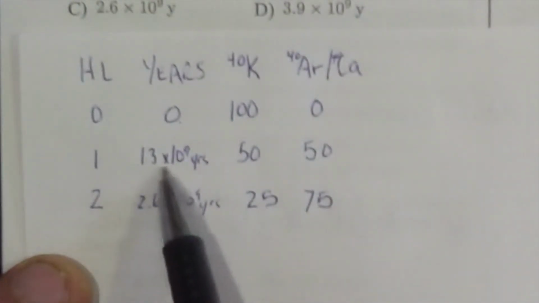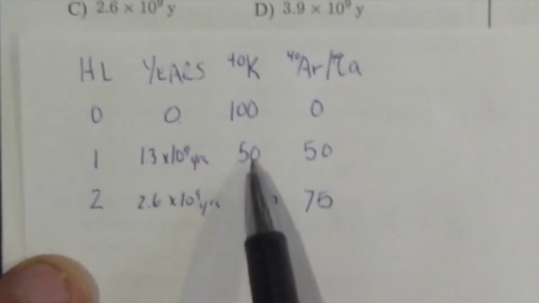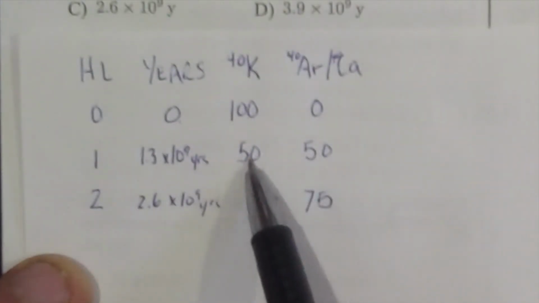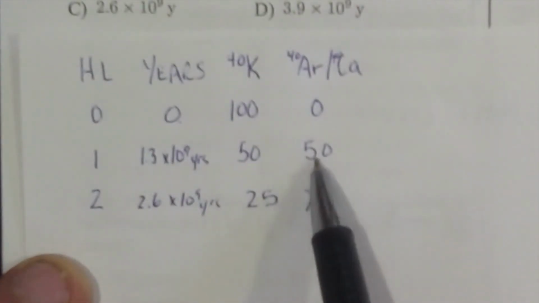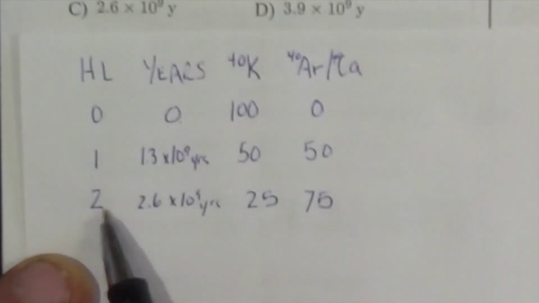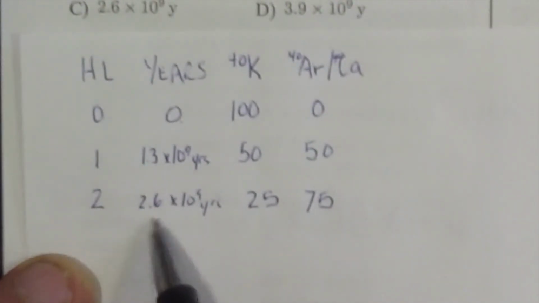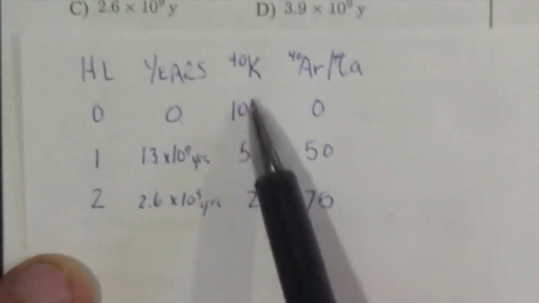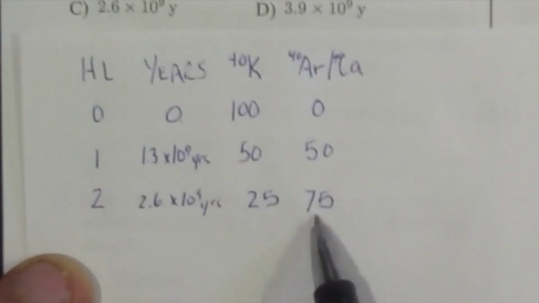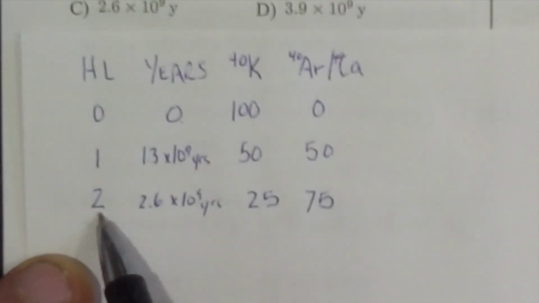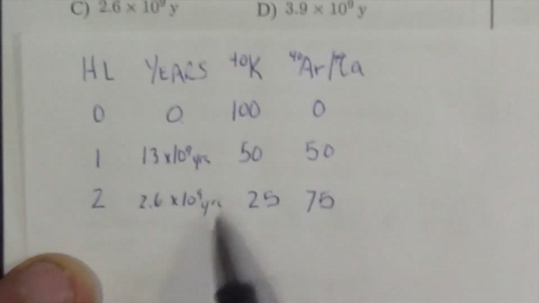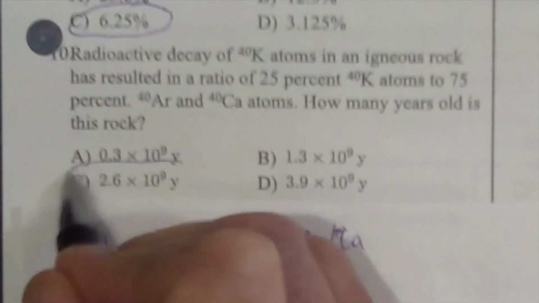After 1 half-life, 1.3 times 10 to the 9th years has passed. Potassium has dropped down to 50%, and decay products have gone up to 50%. After 2 half-lives, another 1.3 times 10 to the 9th years has passed. We're up to 2.6 times 10 to the 9th years. The amount of potassium-40 is now 25%. The amount of argon and calcium is 75%. We've passed 2 half-lives. 2.6 times 10 to the 9th years have passed.